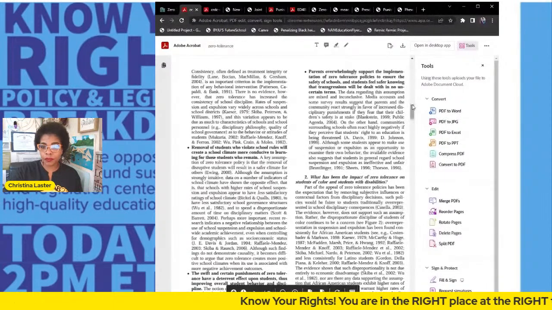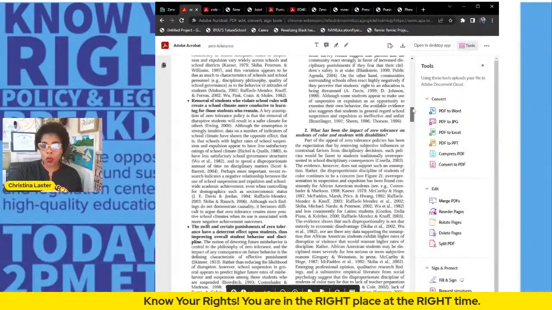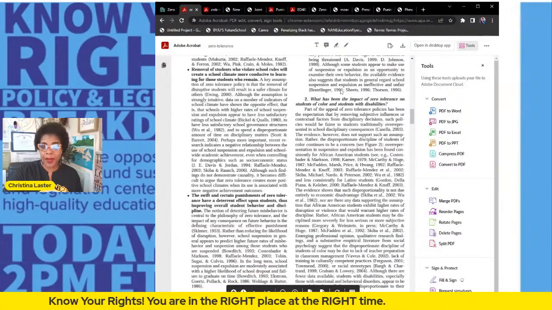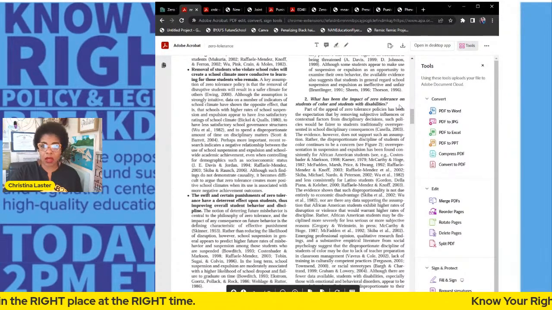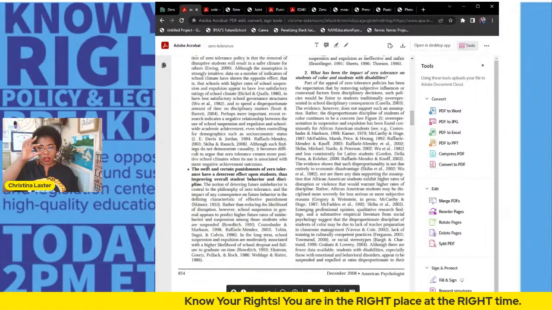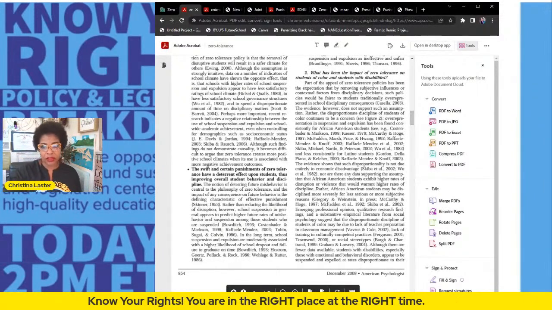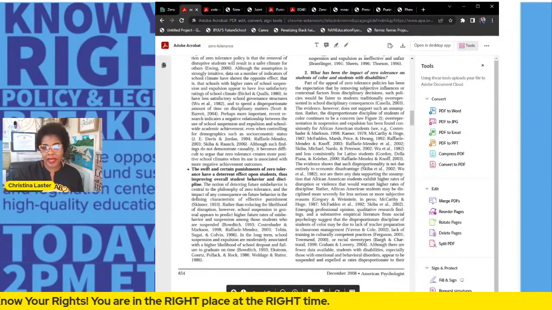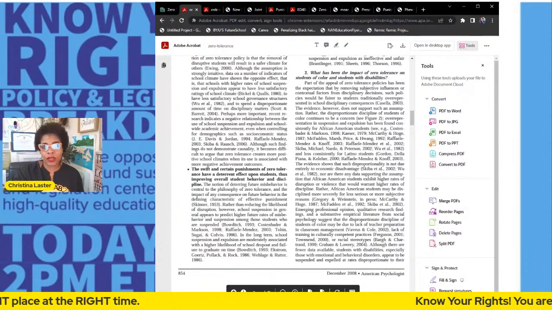Okay. Here's number 2. What has been the impact of zero tolerance practices on students of color and students with disability? Like I said earlier, there is a disproportionate amount of students that are impacted by zero tolerance practices. Okay, so let's look at what they have to say.